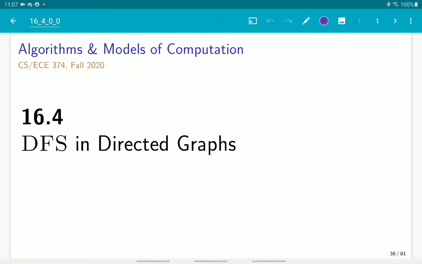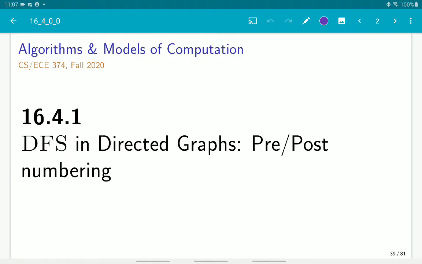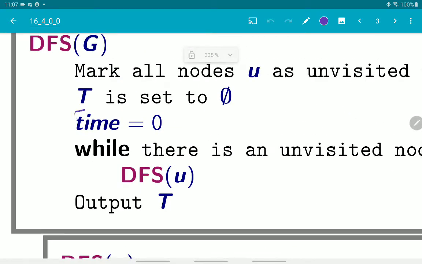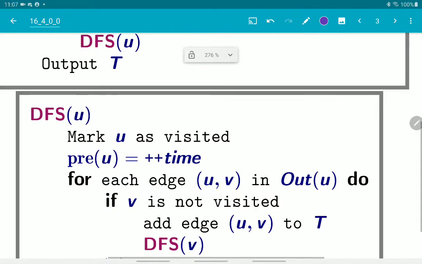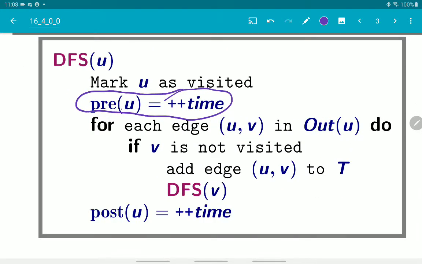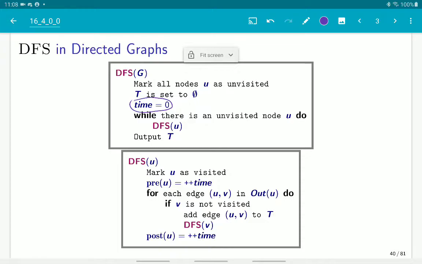Okay, so DFS of course can also be done in a directed graph, and we can also do this pre-post numbering. The code modification is very similar. We have a time counter that we define, and then we increase the time counter when we enter a vertex, and we mark it as the pre-time for this vertex, and when we leave, we mark the post time with this counter increase. So it's all same old, same old.